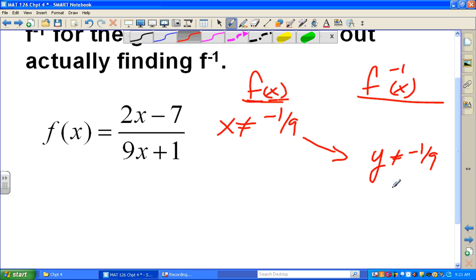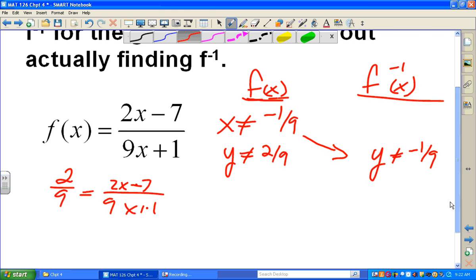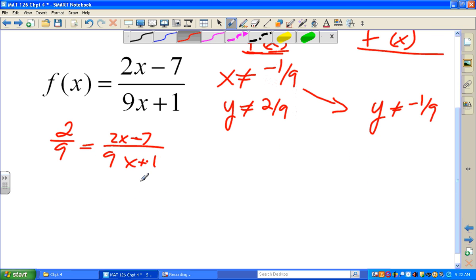I like that. Like that, Trevor? That's awesome. What about y? What's the horizontal asymptote? Right. Y cannot equal 2/9. Now somebody said, well, how do you really know if that's a horizontal asymptote? How do you really know it can't equal? Well, if you say it can, you write 2/9 equals 2x minus 7 over 9x plus 1. And then you just see, can it really equal 2/9?